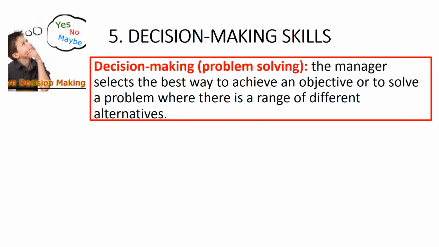The 5th set of skills that managers require is decision-making or problem-solving skills. In decision-making or problem-solving, the manager selects the best way to achieve an objective or to solve a problem where there is a range of different alternatives. Look down the left-hand side of your vocabulary sheets, find the word decision-making and write this definition in there.